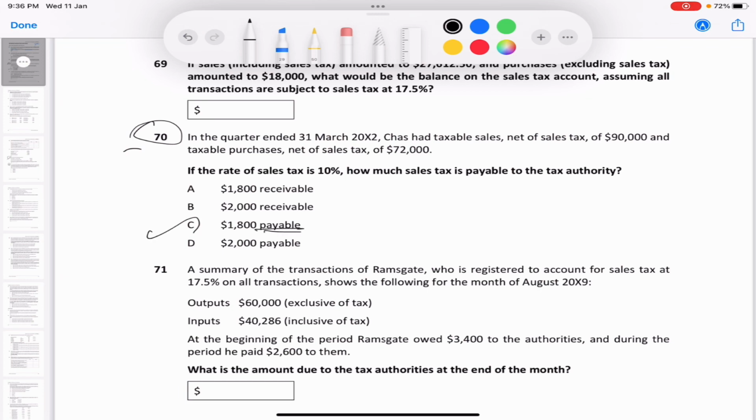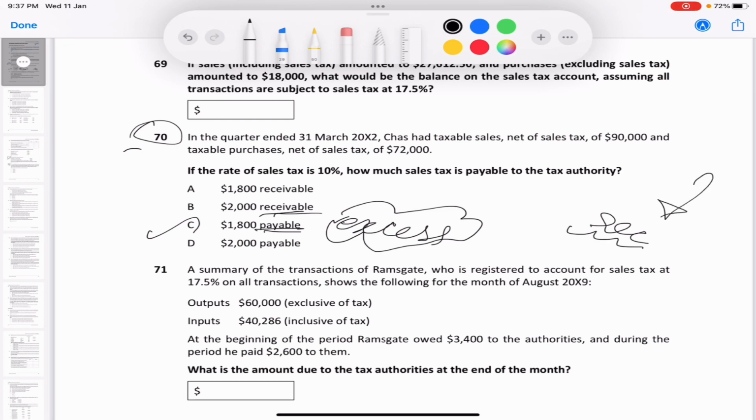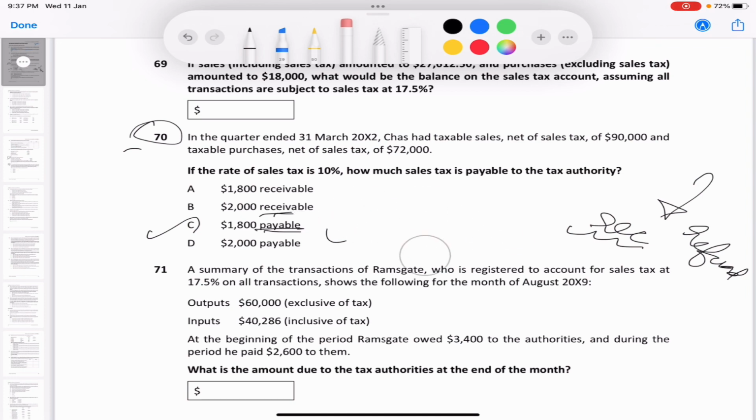What is payable? Payable means the excess money which I have to give to the government. If it is receivable, it means that I have paid excess and the government is supposed to refund me the amount.